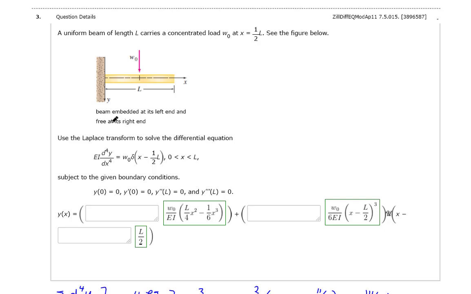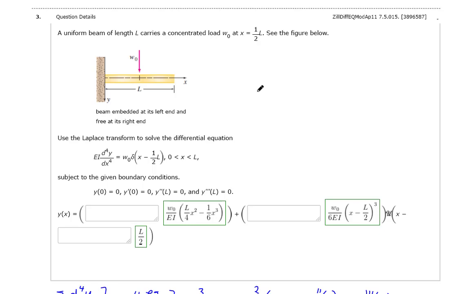We're trying to see what y looks like along the length 0 to L. Well, fourth order, we need 4 boundary conditions. y at 0 is 0. y prime at 0 is 0. y double prime at L is 0. And y triple prime at L is also 0. So it's attached here at this wall, and the other end is free.